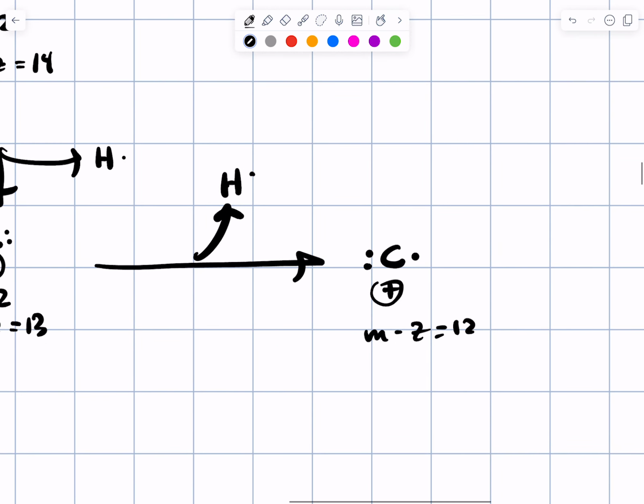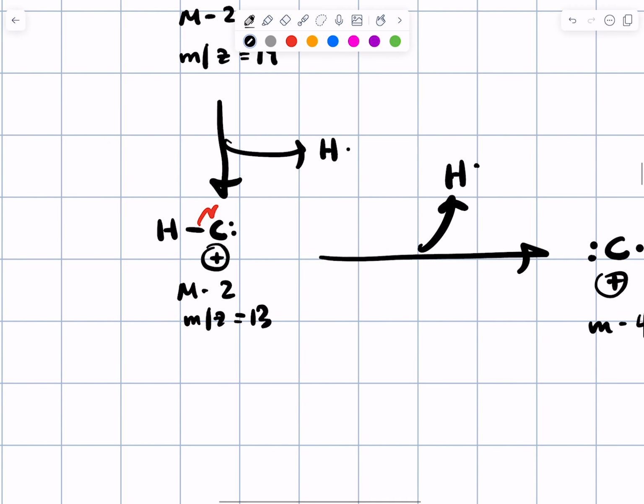Yeah? Sorry, I meant M minus 4, but somehow I wrote Z, which looked like a 2, so I'm really sorry. Good golly, M minus 3. Yeah, thanks.